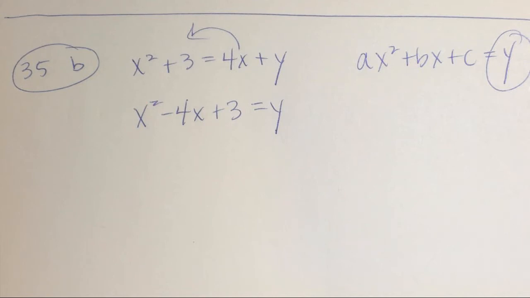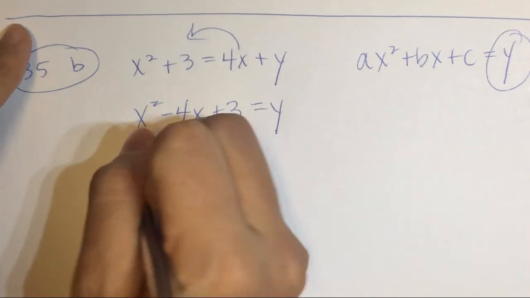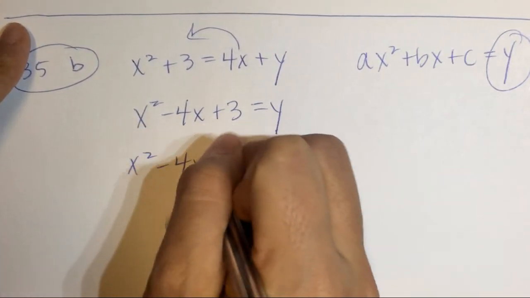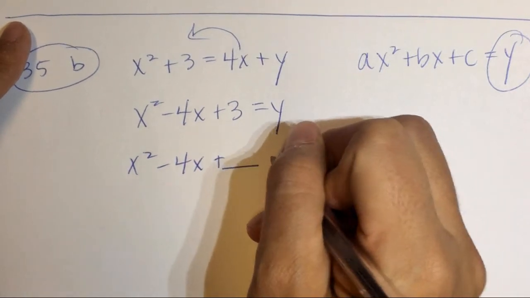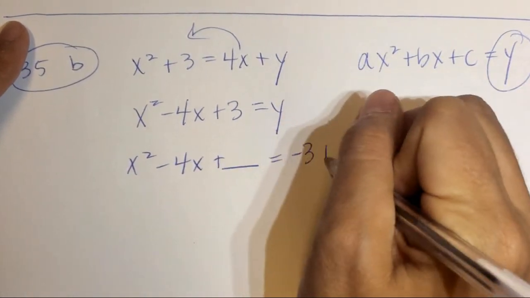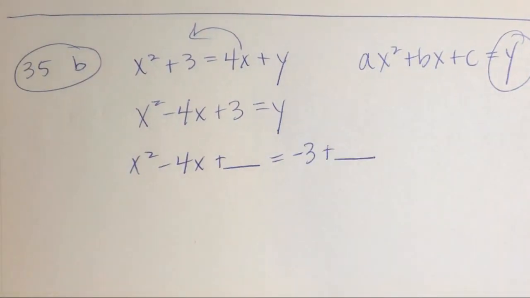Alright, so completing the square, the first step I'm going to do is drop the y, add my blanks, and move your c over. First step: I moved my c over, I added my blanks.